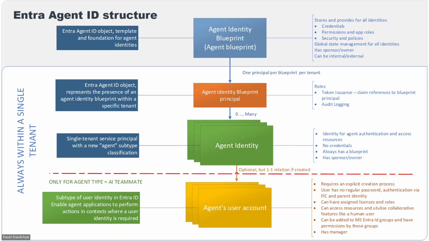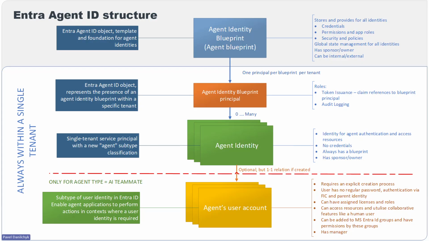The next object is an agent identity. This is, again, a single-tenant service principal. This is what sits only on your tenant when you create an agent. And this principal has a special subtype, agent. So this is not just a classic service principal, like what we can see in classic Entra ID.